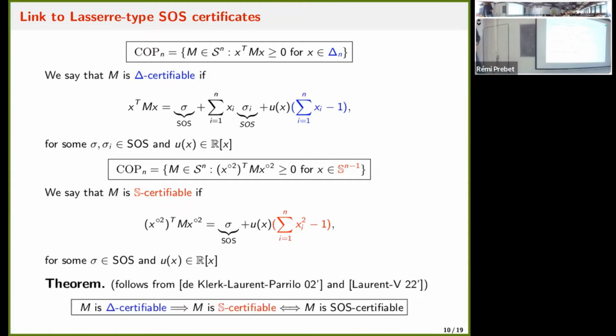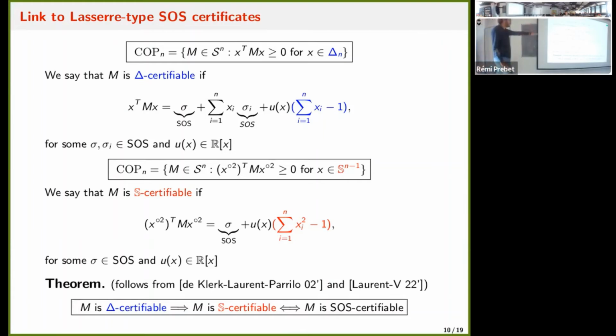And then the interesting part is that we can link these certificates. If M is delta certifiable, then M is S certifiable, and this is equivalent to M being SOS certifiable. The hard part of this theorem was shown by de Klerk, Laurent, and Parrilo in 2002, which is this part. And we extend it a little bit. I didn't put the full result, but this is what we are going to use. So we can link these sum of squares certificates, and then we are going to use them in order to show that our matrix M_G is SOS certified.